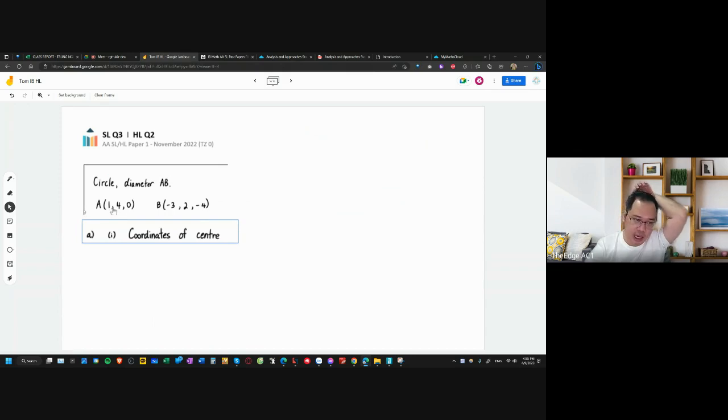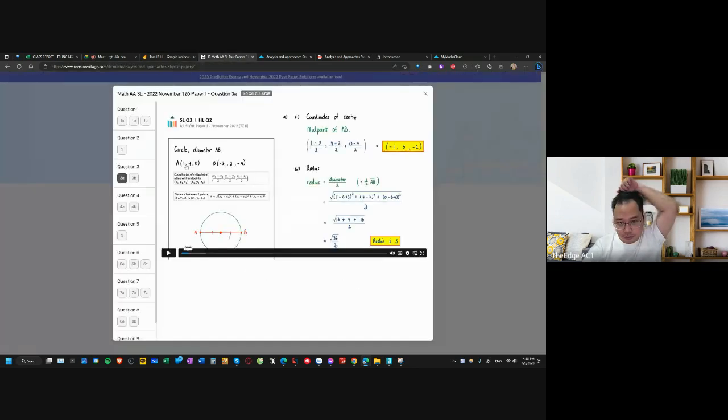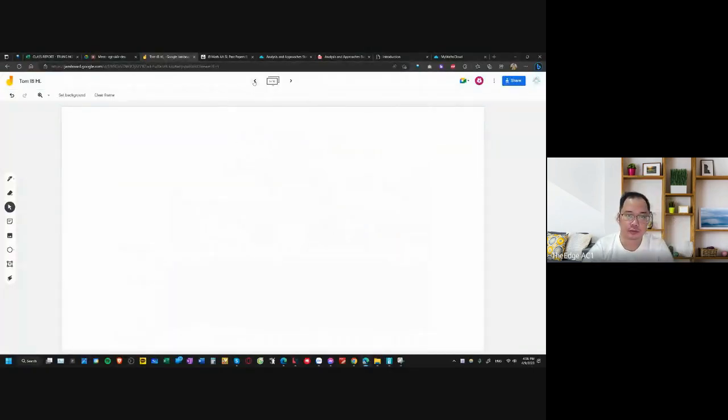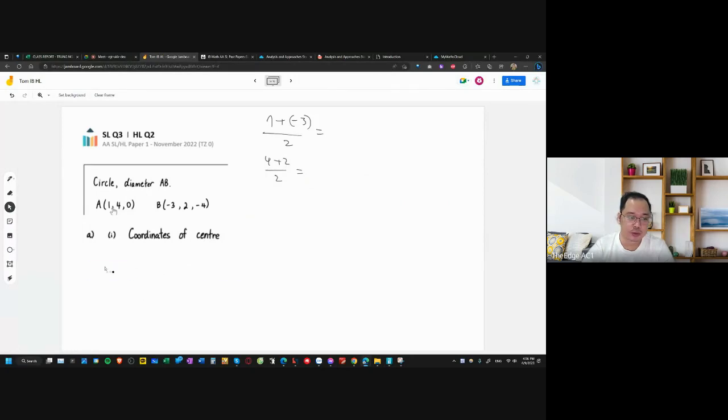Therefore the coordinates of the center is very easy. Just add the coordinates and divide by 2. The x coordinate of the center is 1 plus minus 3, and then divide by 2. And similarly for the y coordinate and z coordinate of the center. Question 2 is also easy. The radius is half of the diameter. Calculate the length of the diameter and then divide by 2 to get the radius.